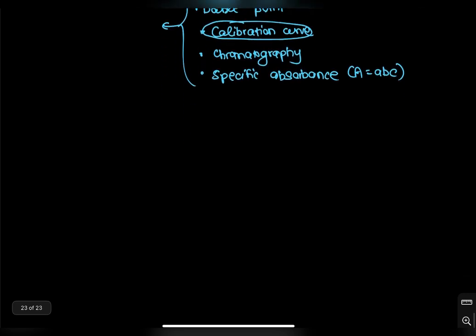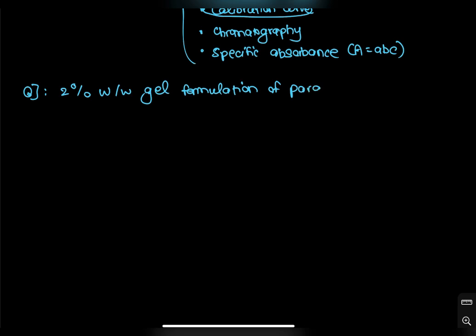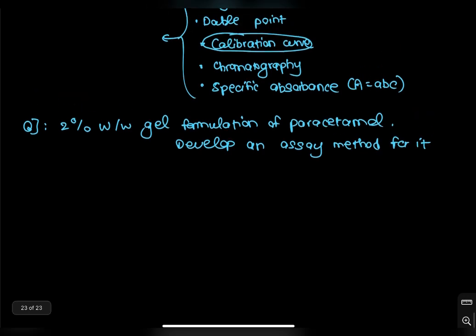So let's say a question is given to us. We have a 2% weight by weight gel formulation of paracetamol. We have to develop an assay method for the same. Let's say we want to do it by the calibration curve method.